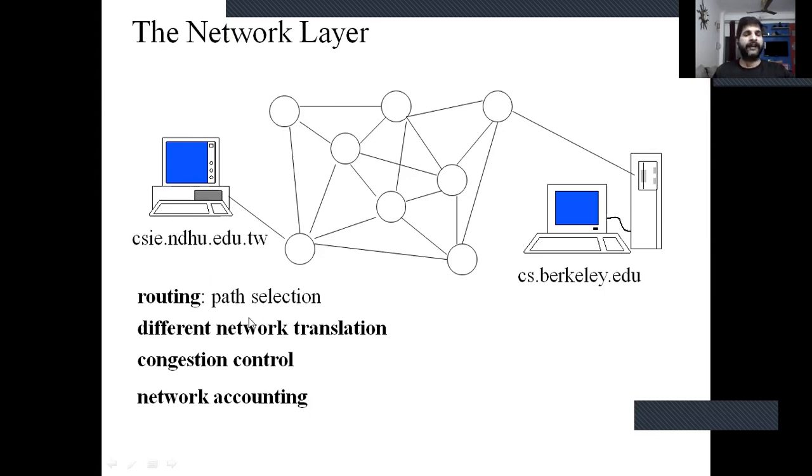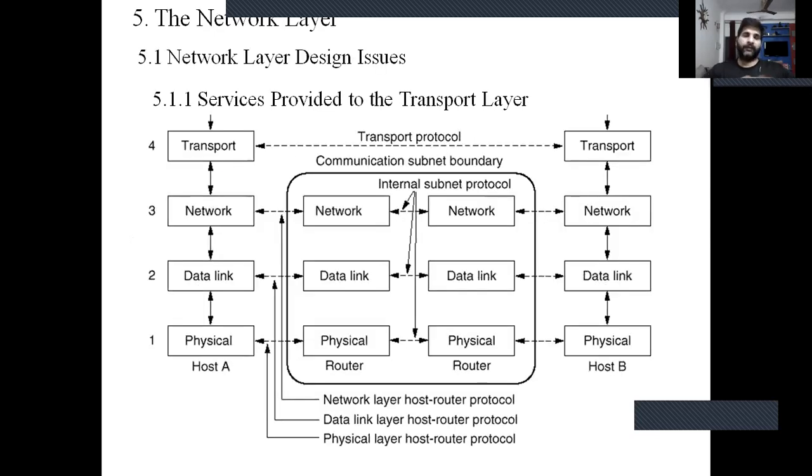The network layer identifies the optimum route, performs routing path selection and different network translation. The network layer also handles congestion control and network accounting. These are the functions of the network layer. First, we summarize the network layer design issues.